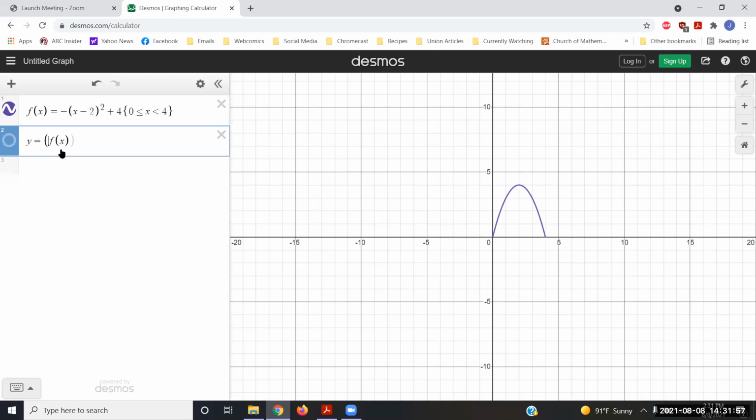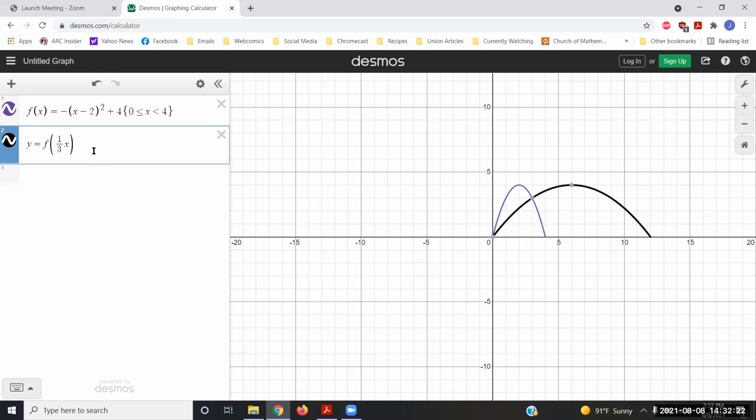The tricky one is when we modify the inside. So if we put a 3 inside, that's going to make it go 3 times as fast, which means it's going to be much skinnier. If instead we made this a 1/3, then it's going to be going at a fraction of the speed, which means it's probably not going to be done until 12.